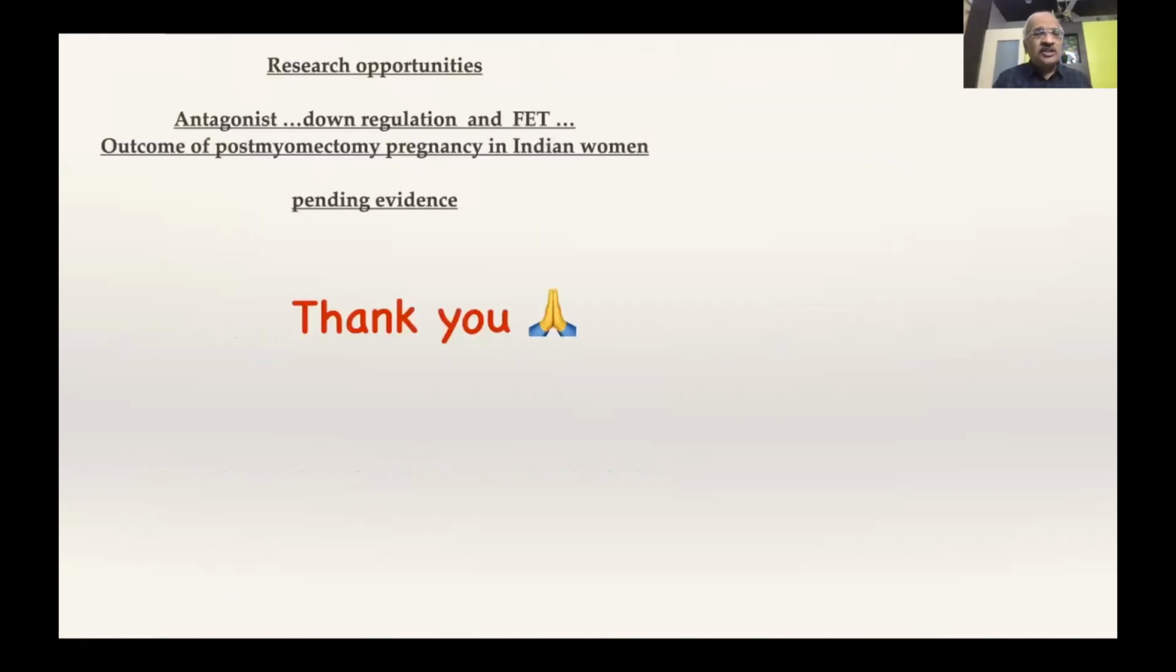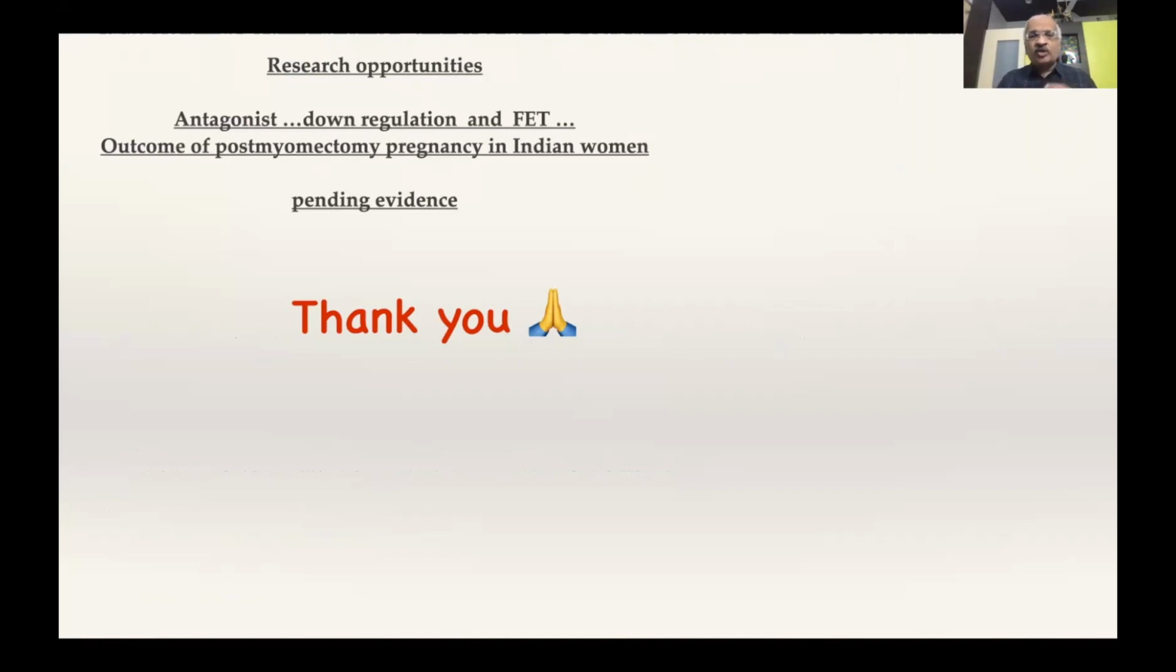And there are a few research opportunities here. All the data I went through, all the studies I went through, all of them were long protocols, and all were fresh embryo transfers. I do not know how we can apply these studies straight to our protocols, because we are now doing antagonist protocols. A lot of our cycles are frozen embryo transfer. And the moment you see a fibroid, probably you could be down regulating and then doing a frozen embryo transfer.